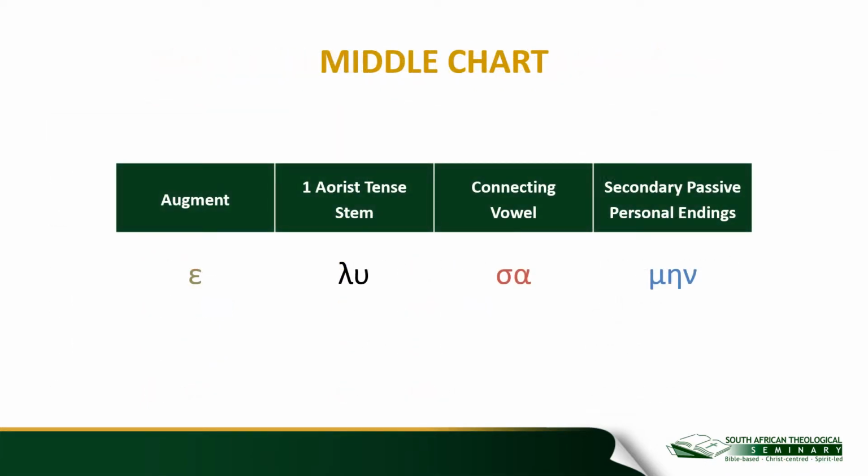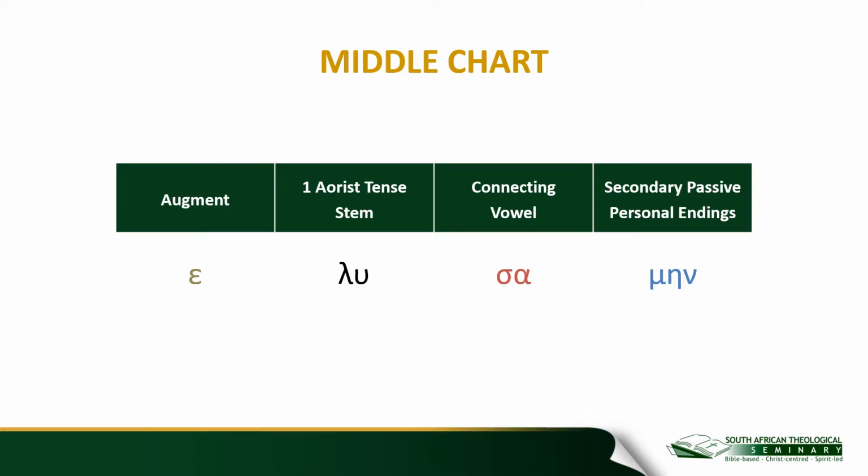This chart shows the building blocks for the first aorist middle indicative. Remember that for the aorist tense, the middle and passive forms are different. We have the augment because it's a past tense, then the first aorist tense stem, in this case li. The first aorist tense stem is almost always identical to the verbal root and usually the same as the present tense stem. Next comes the first aorist tense formative sa, sigma alpha, which is diagnostic for the first aorist. And then finally, the secondary passive personal endings.